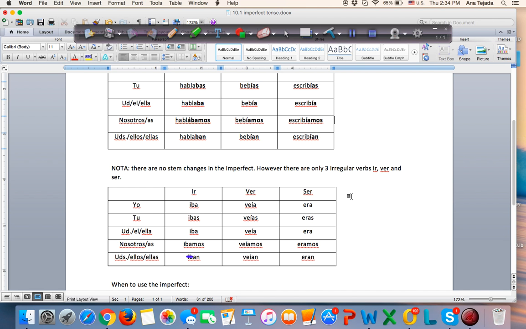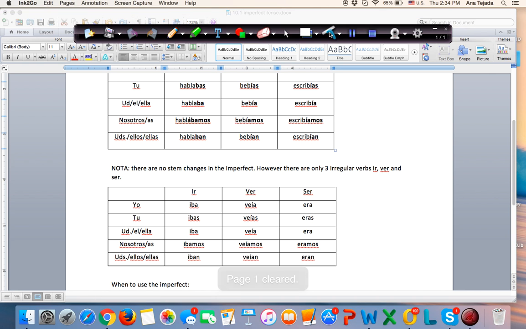Okay, another thing that we've seen while we studied the preterite tense is that there are irregular verbs and also stem changers. However, with the imperfect, we do not have to worry about stem changers, not even with the IR ending verbs. However, there are only 3 irregular verbs that you have to memorize. These 3 verbs are ir, ver, and ser, just like it's shown here in the table.